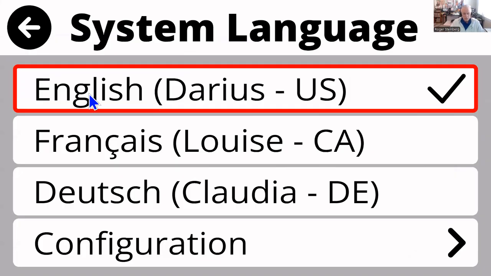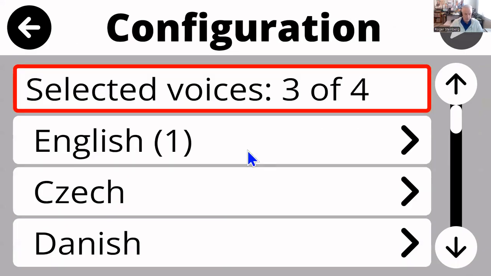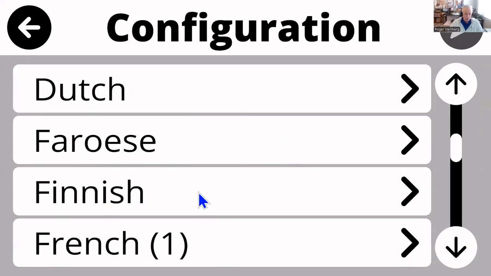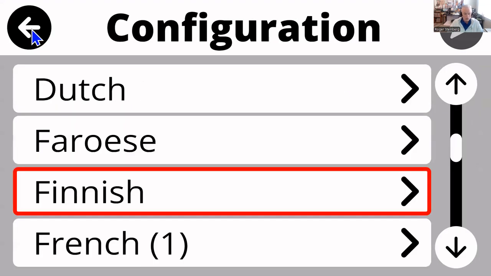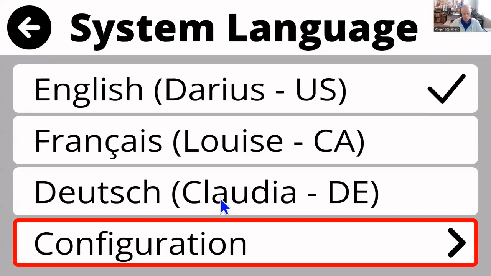So you'll see here, English Darius, Louise is my French voice, Claudia is my Dutch voice, or my German voice there. You can have up to 4 different languages installed on Prodigy at any given time. So if I wanted to add another possible option available, I could come down and click on configuration. Let's say that I wanted to have a Finnish voice. I could click on Sana here, click the arrow up here, and I would download and install that voice for use as one of my system languages.